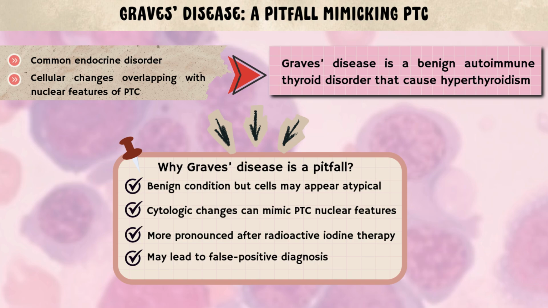Patients with Graves' disease frequently have thyroid nodules, which often leads to fine needle aspiration for cytologic evaluation. Therefore, although the overall risk of malignancy in this nodule is low, ranging from 1.9 to 2.5%, Graves' disease represents an important diagnostic pitfall. This is because the cytologic changes seen in Graves' disease, particularly after radioactive iodine therapy, can closely mimic the nuclear features of papillary thyroid carcinoma.